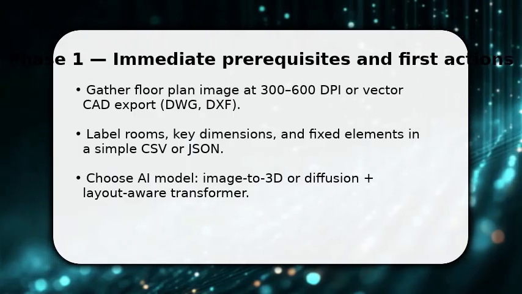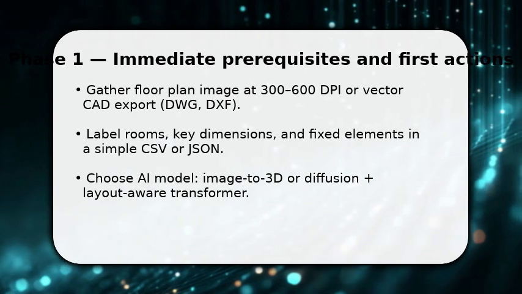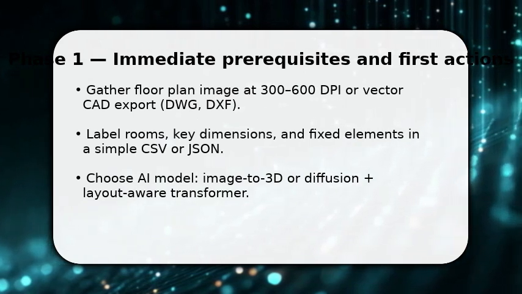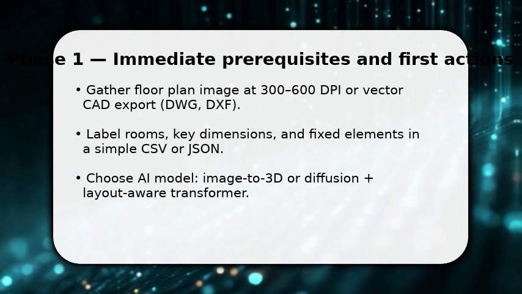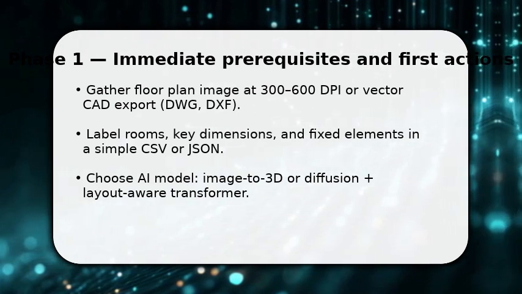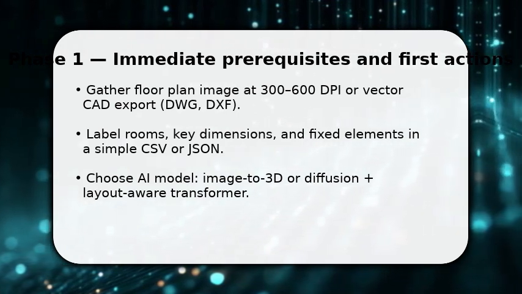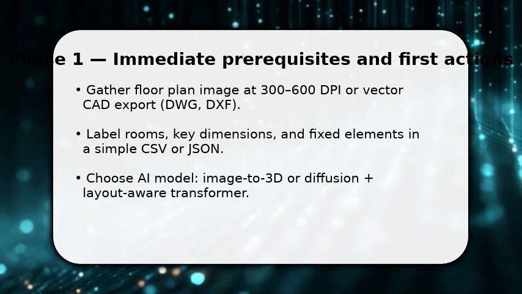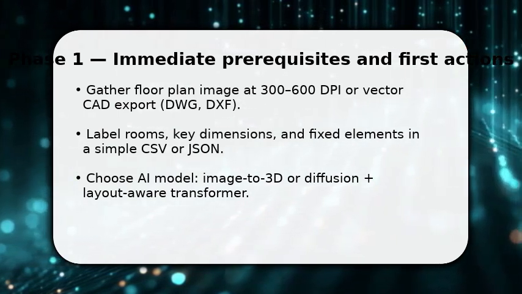You start by preparing a clear source. Scan or export the floor plan at 300/600 dpi, then annotate room names and critical dimensions. Once done, convert annotations into a simple CSV or JSON so your pipeline can read them.